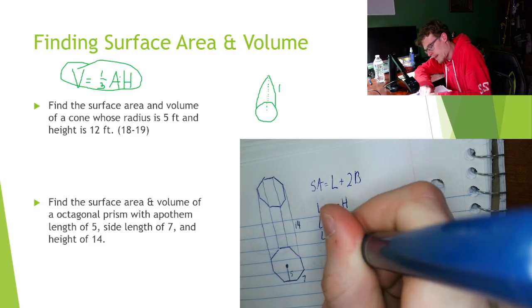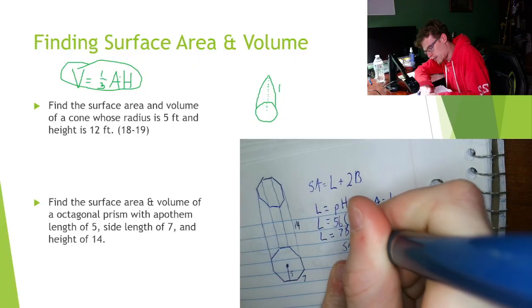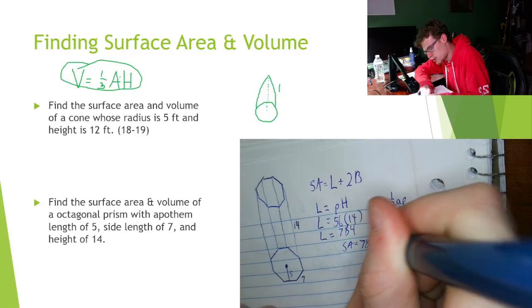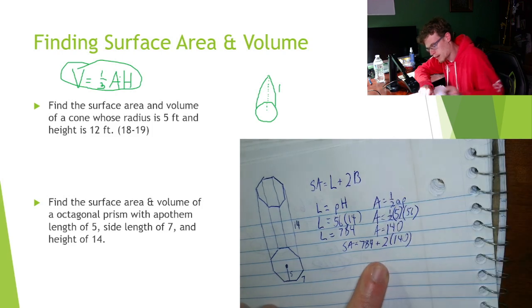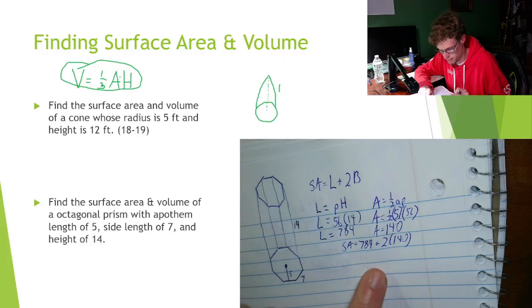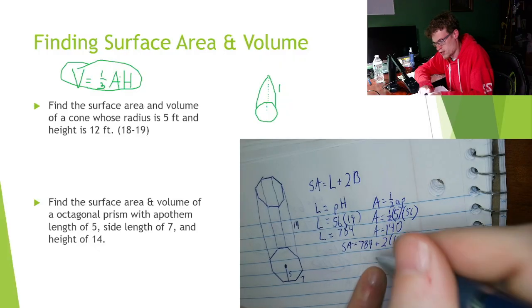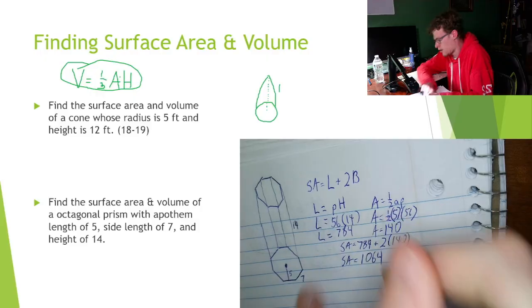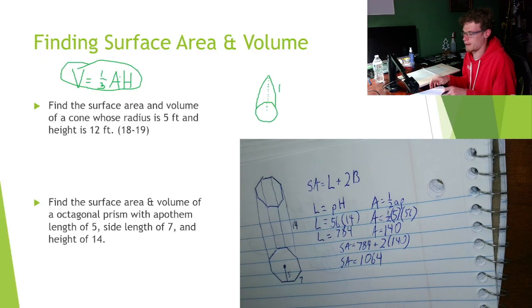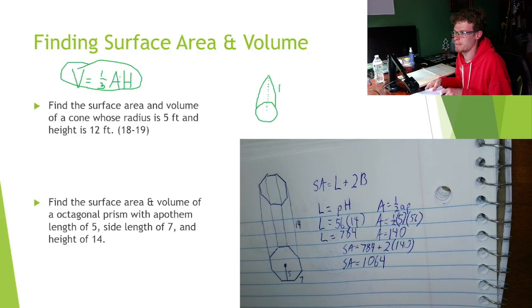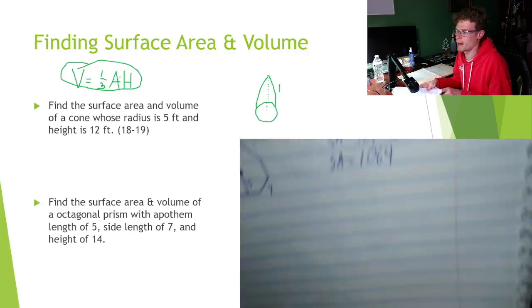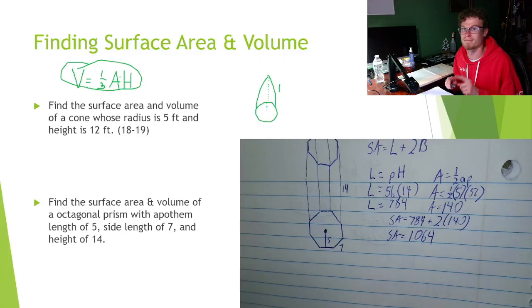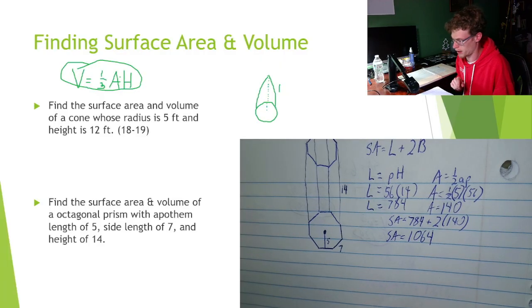So, surface area equals 784 plus 2 times 140. Make that calculation. 1064 for my surface area. Okay? So, I've said so a lot. You could go back and count how many times I said no if you want, or so if you want.